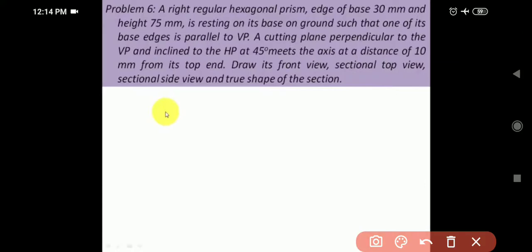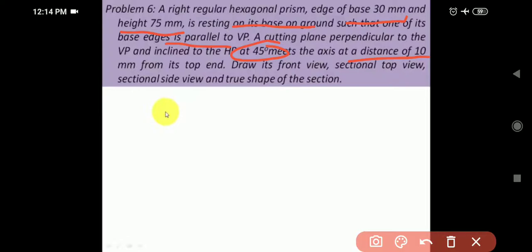So it is very important to understand the question clearly. So the base edge is given, that is 30 mm here. 30 mm is the length and total height is 75 mm. It is resting on the ground on its base such that one of the edges is parallel, and the cutting plane makes an angle of 45 degrees with the horizontal plane, and that cutting plane is passing through the axis line at 10 mm from the top end. So these are the conditions.